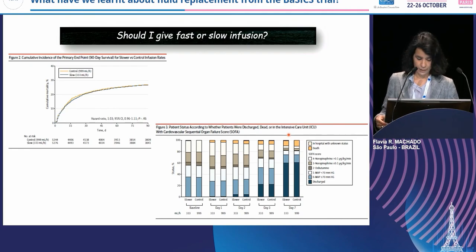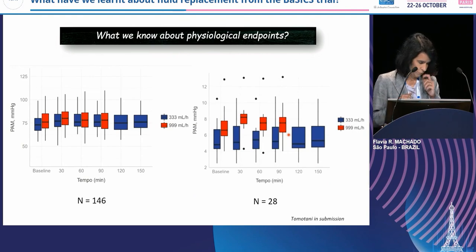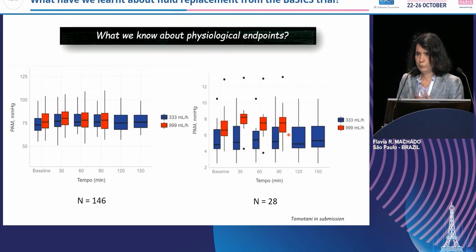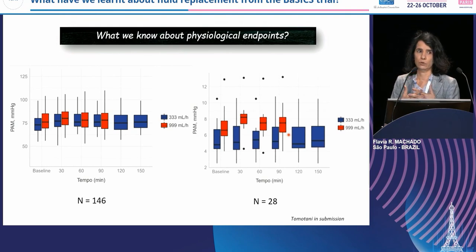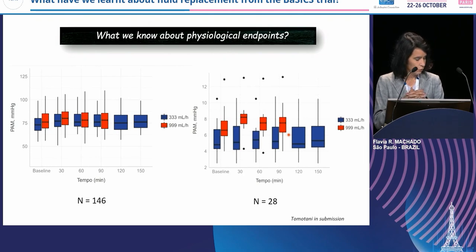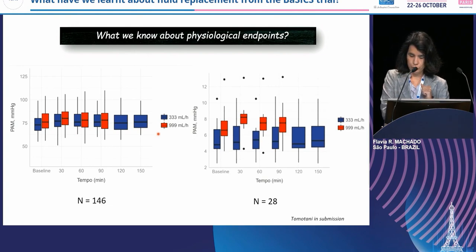However, this, again, is about 10,000 patients, but we do have some physiological data that we are preparing now for publication in a subset, and this was also a predefined sub-study of BaSICS, in a subset of 150 patients. And there is interesting data coming from this. As you can see here, we could not see a difference in the mean arterial pressure, whether the patient received a fast or a slow infusion.